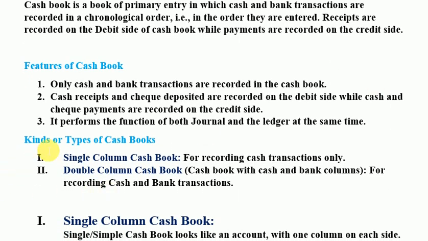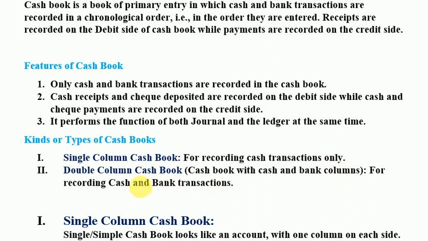So we'll discuss the kinds of cash book. Here there are two kinds of cash book. First one, the single column cash book, and second one, the double column cash book. Under the single column cash book or simple cash book, we record cash transactions only. I repeat, the single column cash book or simple cash book is used to record only cash related transactions in books of accounts.